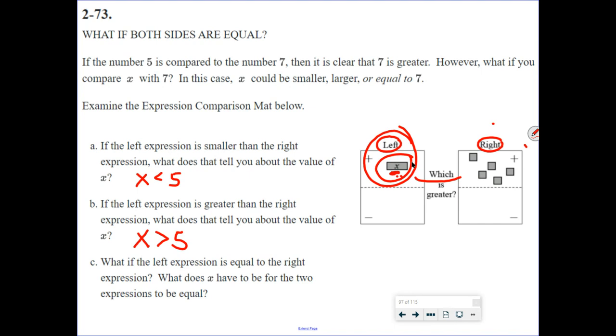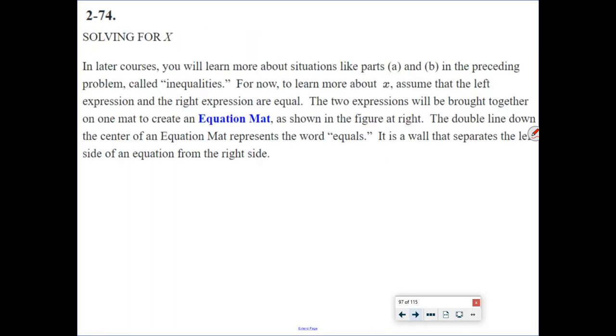And what if the left expression is equal to the right expression? What does x have to be for the two expressions to be equal? Well, x must be equal to 5. Now, you look at these questions and you're like, well, this is really stupid, really obvious, Mr. Ramirez. I know, it is, that's fine. But we need to set that up as we prepare for this problem now. Now, this problem is a challenging one here.